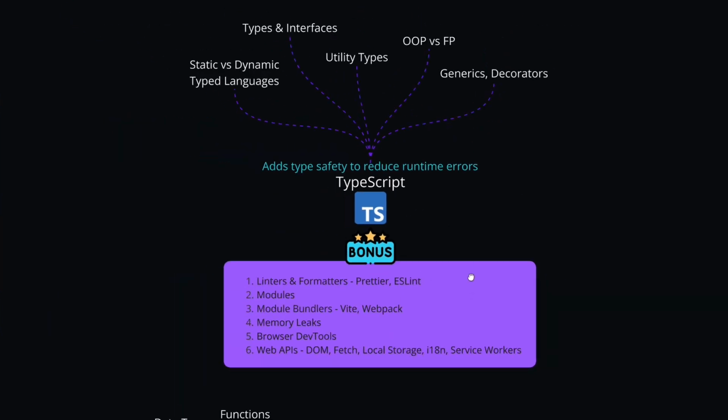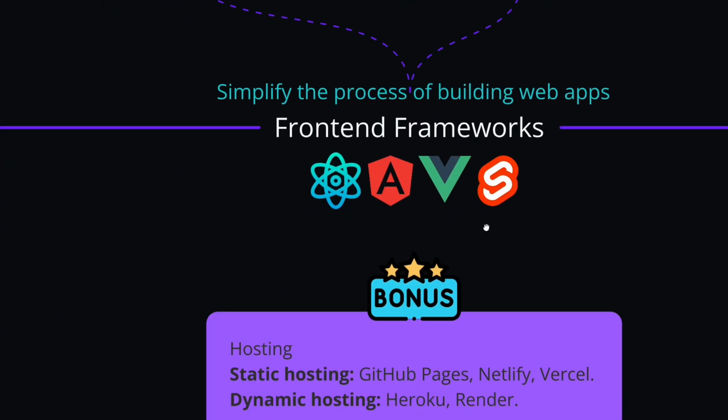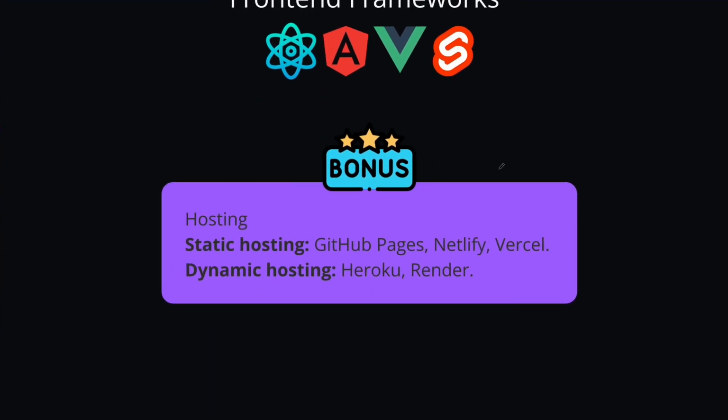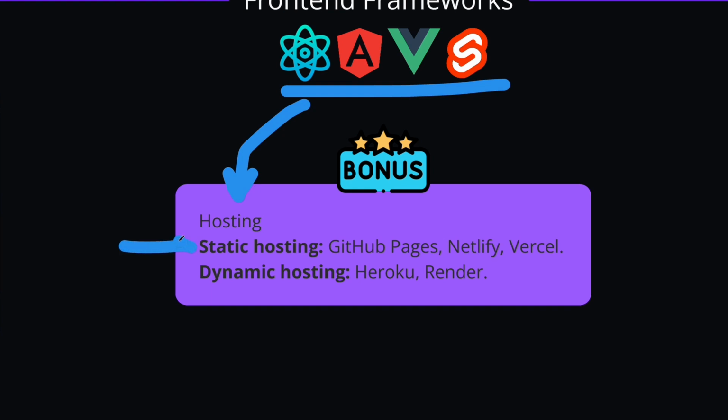These were the bonuses of JavaScript. Now let's have a look at what other bonuses we have with front-end frameworks. Once you know how to develop applications with one of these front-end frameworks, I also recommend you learn about hosting your website so that you can deploy it to some real internet server. Static hosting should be more than enough for your front-end projects. You can try using tools like GitHub Pages, Netlify, or Vercel for deploying your static website.